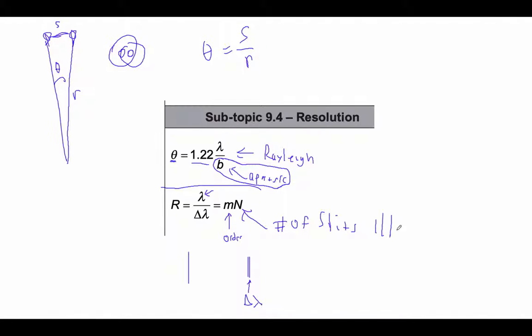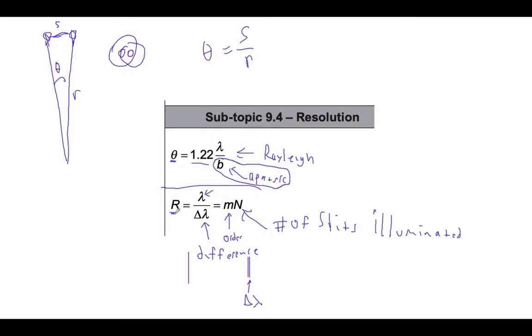illuminated. Number of slits illuminated, right? This is the difference in wavelength that can be discerned, right? So basically, to get a very sharp image, you want actually a whole lot of lines illuminated, right?